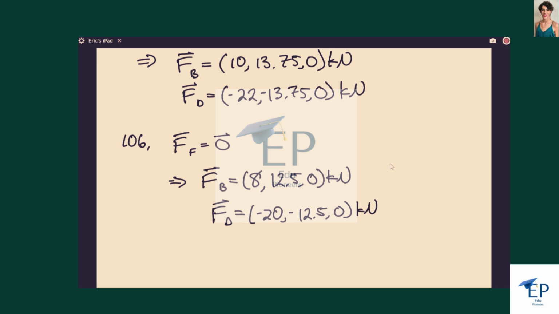And we get that FB is now 8 and 12.5, and FD has components minus 20 and minus 12.5. Again, it makes sense that these cancel out. These things should add up to counteract the 12 kilonewton load, which they still do. And again, they're in the same direction as we'd probably expect. And these are a little bit smaller because we're removing some load from the structure.